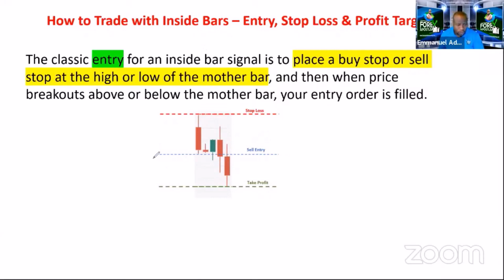So you put your sell stop right below the mother bar. The stop loss goes right above the mother bar. And of course, for the take profit, you can measure the number of pips that you are risking right here, and that will be your take profit, depending on the time frame you are using. So if you are risking 40 pips right here, then your take profit could also be 40 pips.